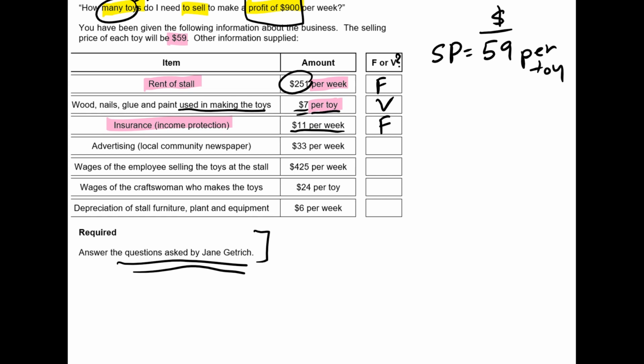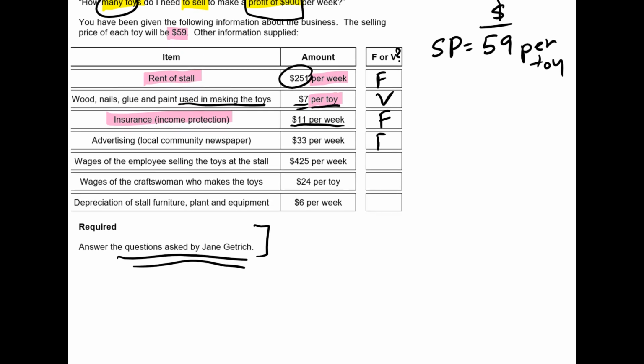Advertising is a fixed expense as well, because no matter how many toys you sell, you still need to pay $33 per week. Wages for the employees selling the toys at the store will be $425 per week. No matter how many toys the employees sell, you still need to pay the same amount every week. So this is considered a fixed expense as well.